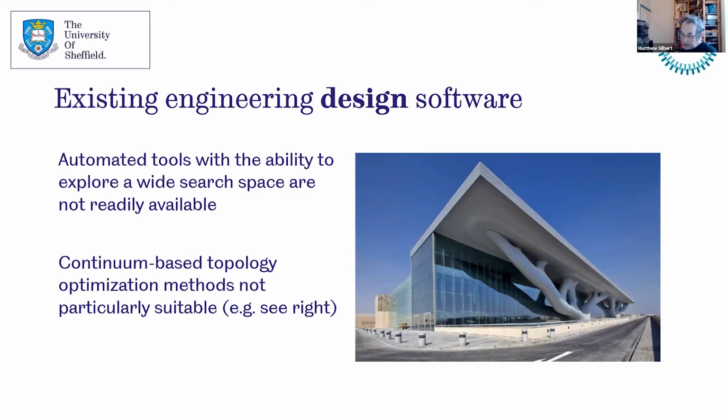In the case on the right of this image, continuum topology optimization has been applied to a building design problem with interesting results, I would say. Now, the main problem applying that kind of technique to civil and structural engineering problems is that you have to specify a volume fraction. You have to specify what proportion of the original design domain is going to be occupied by structure. And it only works really well if that proportion is quite large.